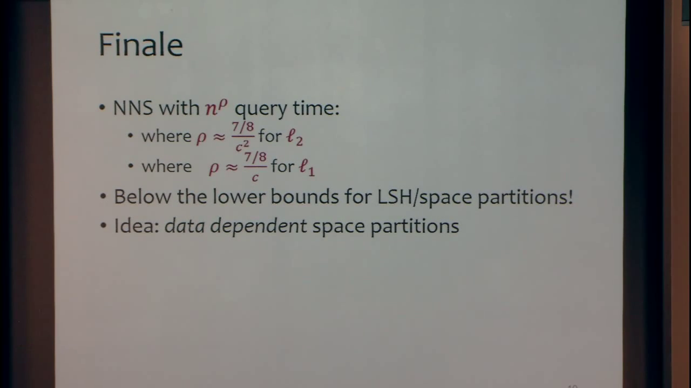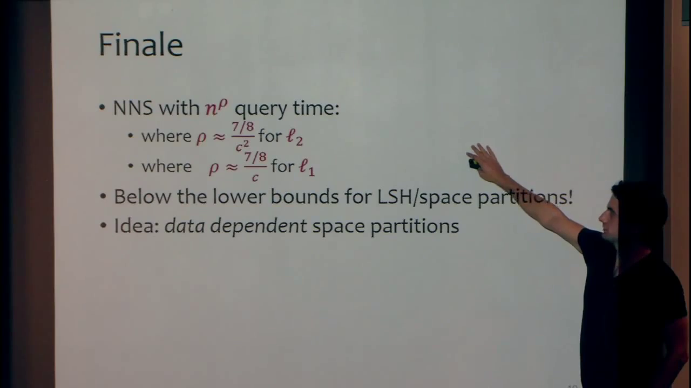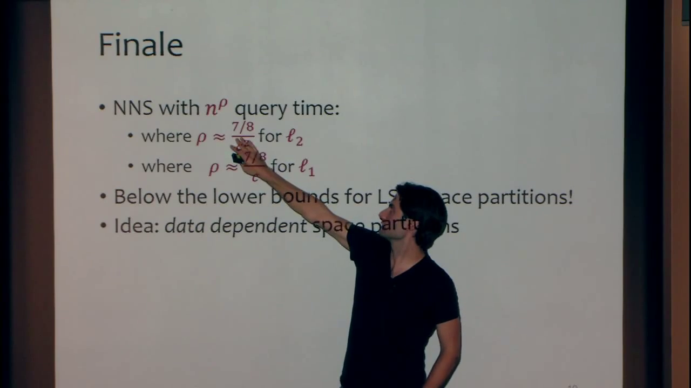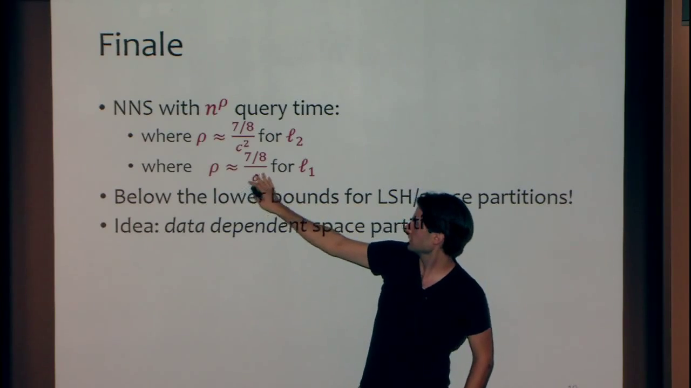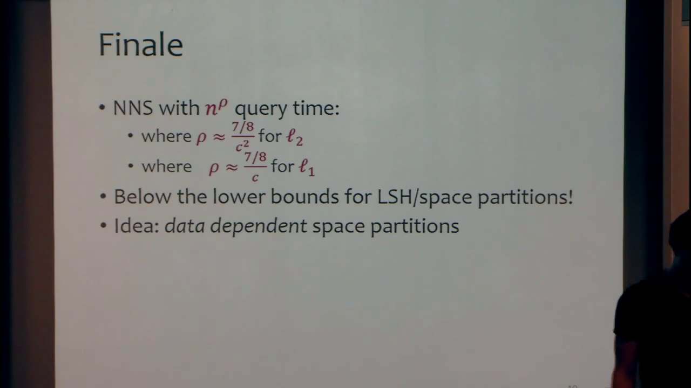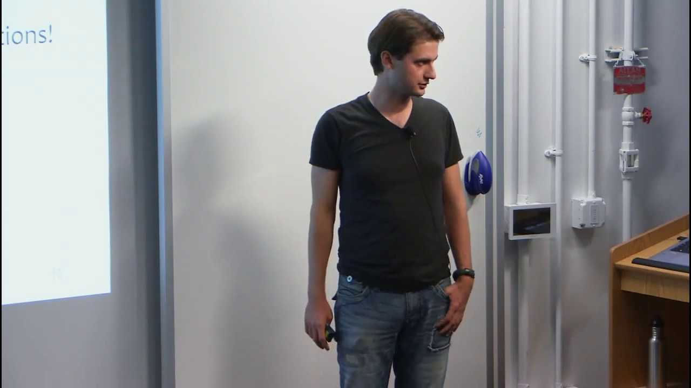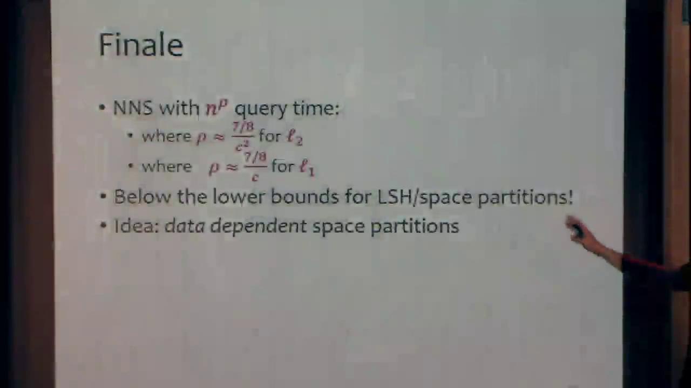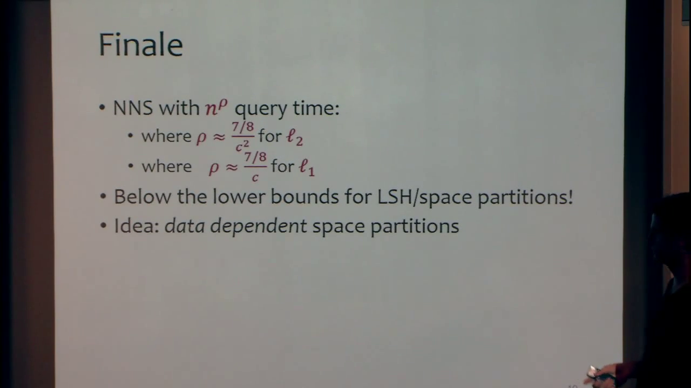Just a final slide, just to repeat what I said. So what we are proposing here is a new nearest neighbor search which obtains exponent rho, for n to the power rho query time, where rho is 7/(8c^2) for L2 and 7/(8c) for L1, which curiously goes below the lower bound that had been proven previously for locality-sensitive hashing. Really the idea is to look at data-dependent space partitions, right? So space partitions that do look at what actual points we care about.